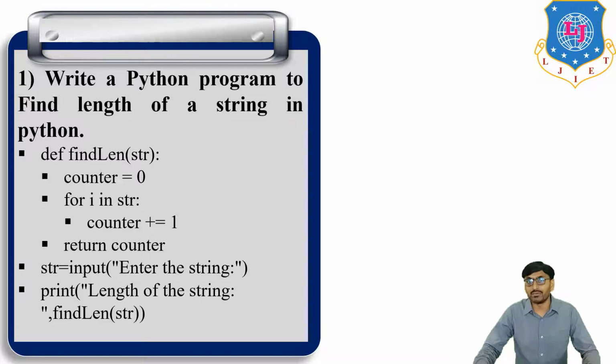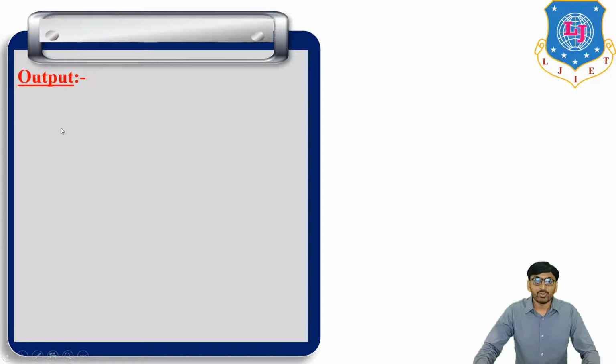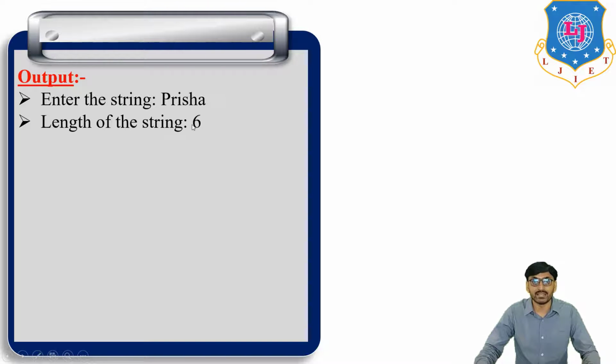So in a function, whenever we are representing a problem with a function, then at the end function calling is compulsory, so that the program is executed. So this find_len is the function name, and str is the argument. So this is function calling. Okay. So when we run this program, first enter the string. If we enter the string prisa, the length of this string is 1, 2, 3, 4, 5, 6. So the answer is length of the string, that is 6.